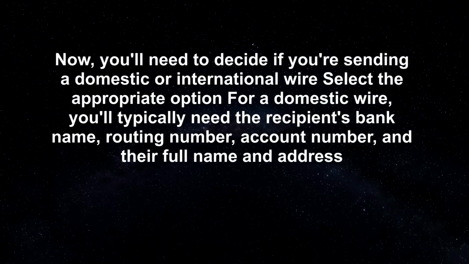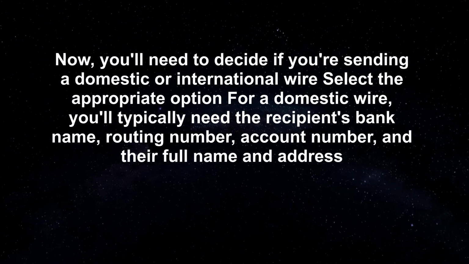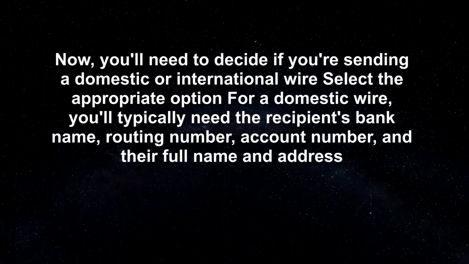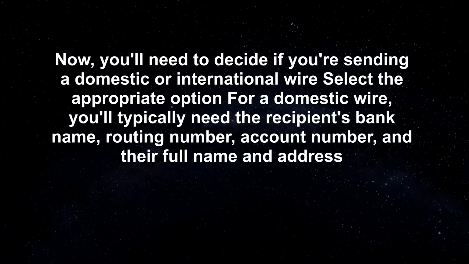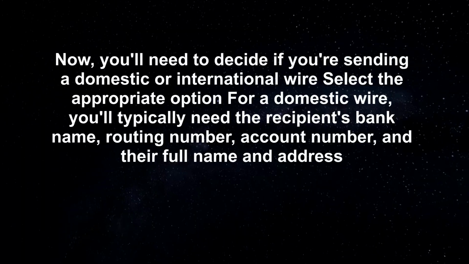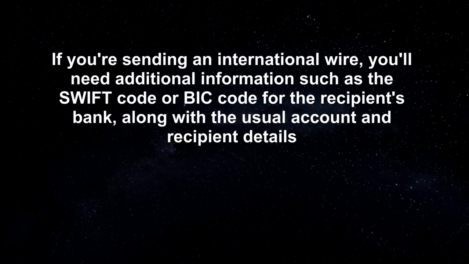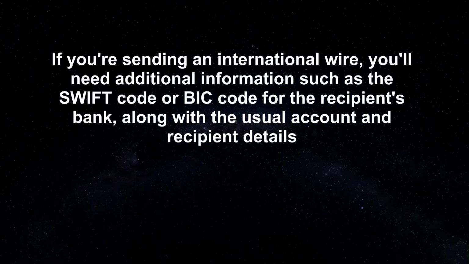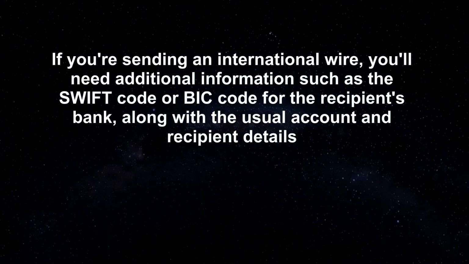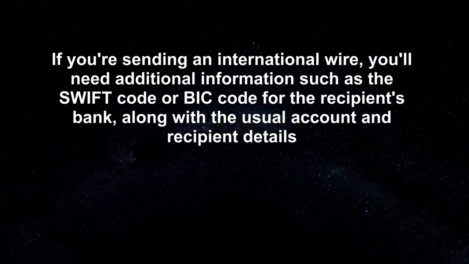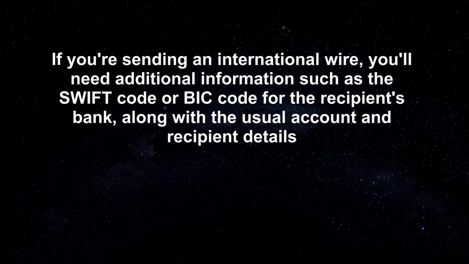Now, you'll need to decide if you're sending a domestic or international wire. Select the appropriate option for a domestic wire. You'll typically need the recipient's bank name, routing number, account number, and their full name and address. If you're sending an international wire, you'll need additional information such as the SWIFT code or BIC code for the recipient's bank, along with the usual account and recipient details.